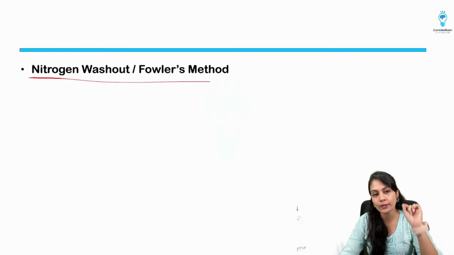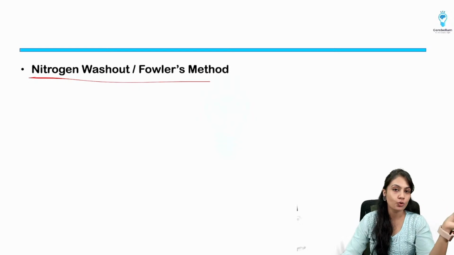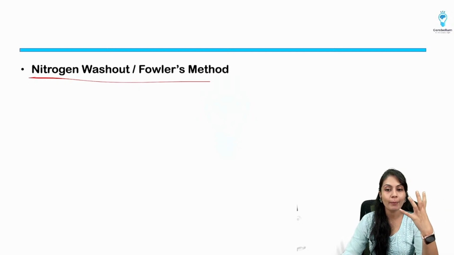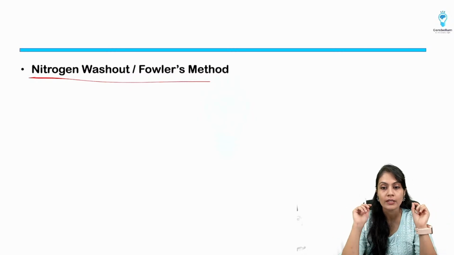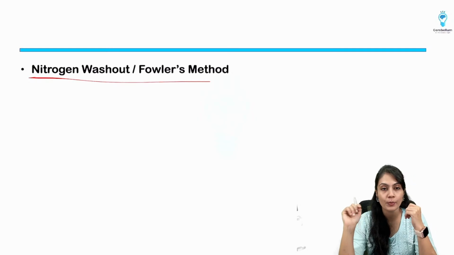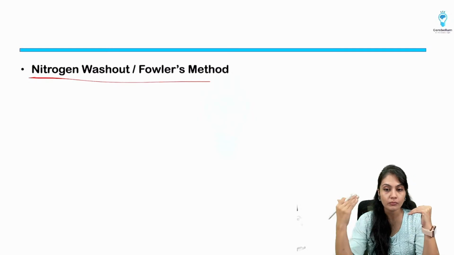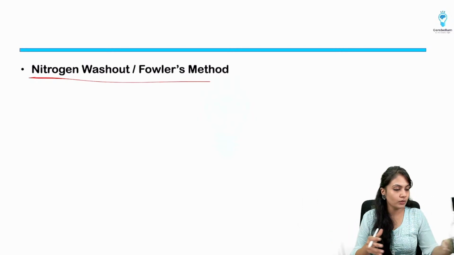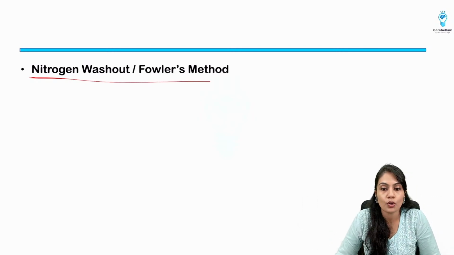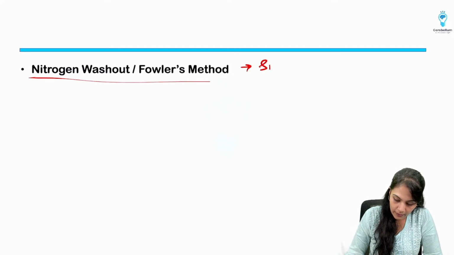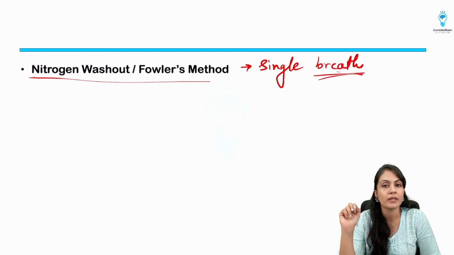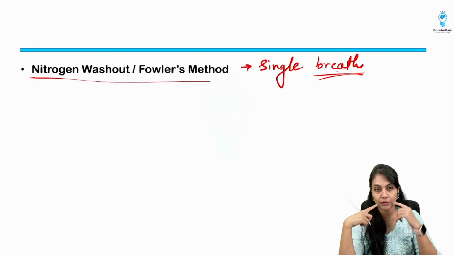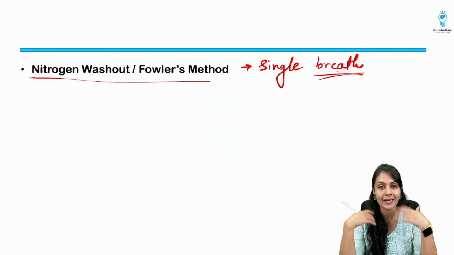Now, the nitrogen washout method is similar to the helium dilution method. In the helium dilution method, we have a bag in which we ask the subject to inspire, expire, inspire, expire into the bag again and again. But in this nitrogen washout method, please remember, this is going to be a simple method, the single breath nitrogen method. That means we are going to ask the subject to take a single breath and leave the breath.